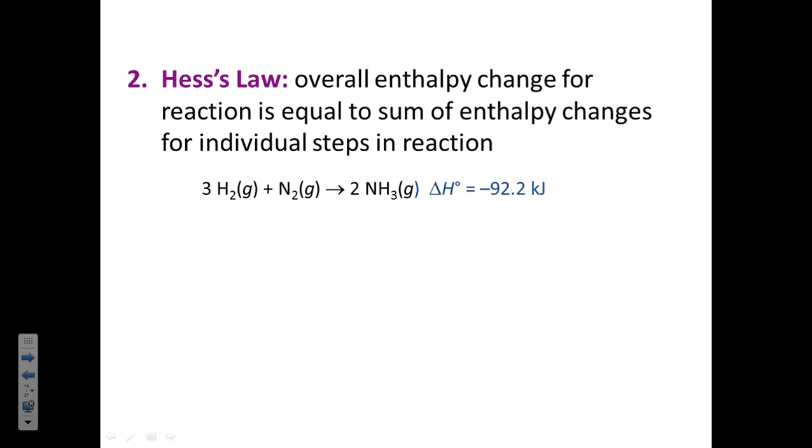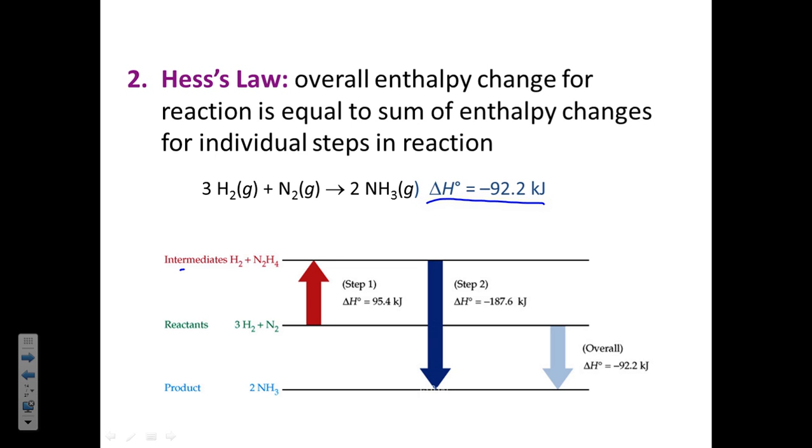Okay, let's look at an example. In this reaction, we're making ammonia. So we're combining hydrogen gas plus nitrogen gas to make ammonia, and there's the delta H for that reaction. When you combine hydrogen and nitrogen, it doesn't go to ammonia in one step. It goes through what are called intermediates, and those are shown by that top line.